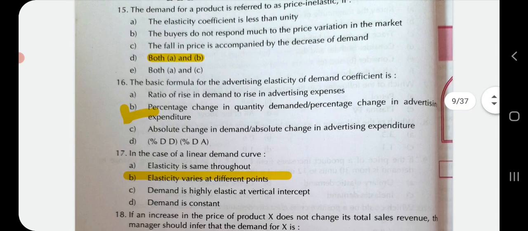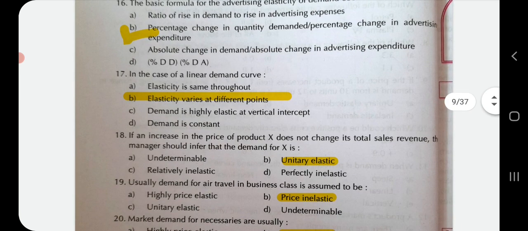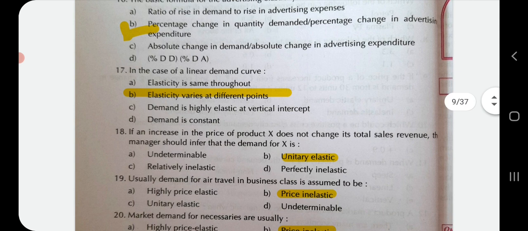Okay. The next 16th question, the basic formula for advertising elasticity of demand coefficient is the percentage change in quantity demanded divided by the percentage change in advertising expenditure, and this is known as promotional elasticity of demand or advertising elasticity of demand. 17th question, in case of linear demand curve, elasticity varies at different points.